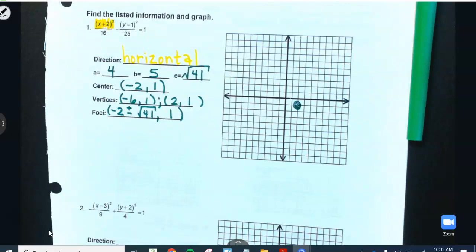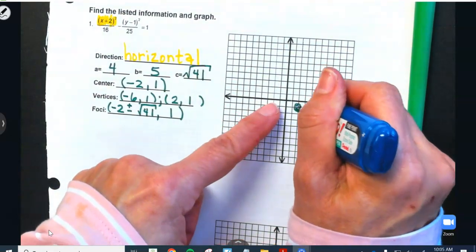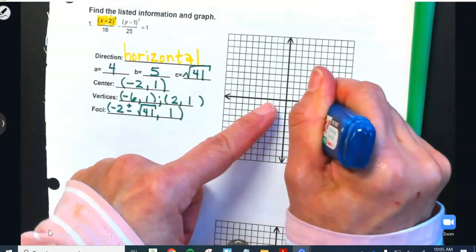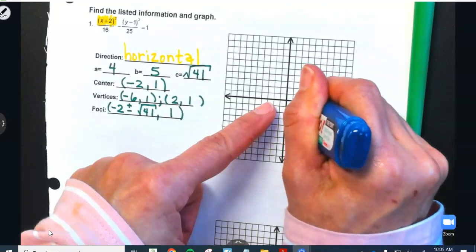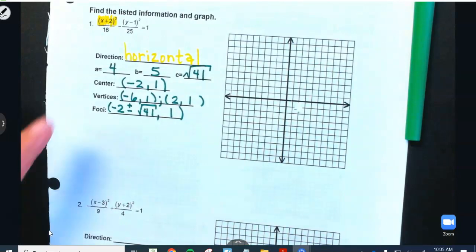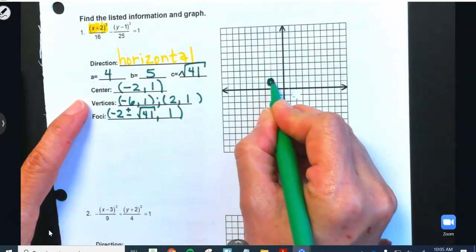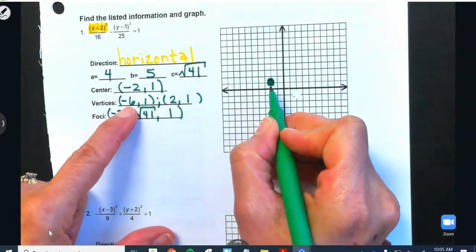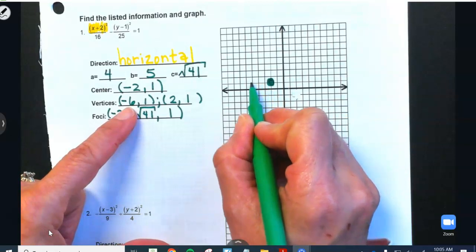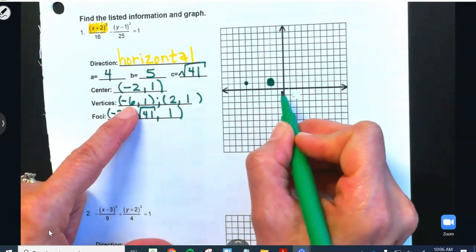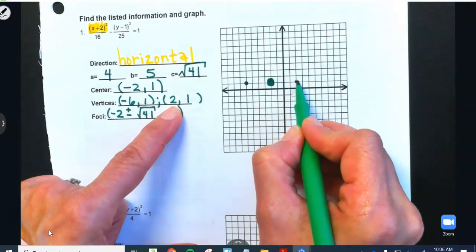So -2 is going to be to the left of the origin. It's going to be right here. Wow, I did that all wrong. Okay, that was never, ever there. -2, +1. 4 places to the left. 1, 2, 3, 4. There's a vertex. 4 places to the right. 1, 2, 3, 4. There's a vertex.